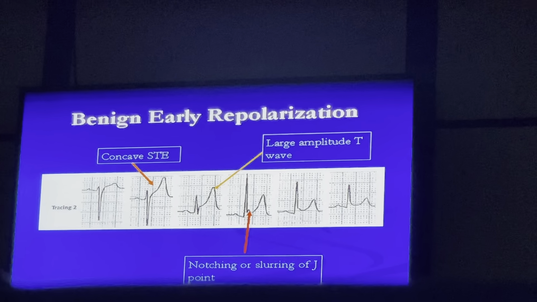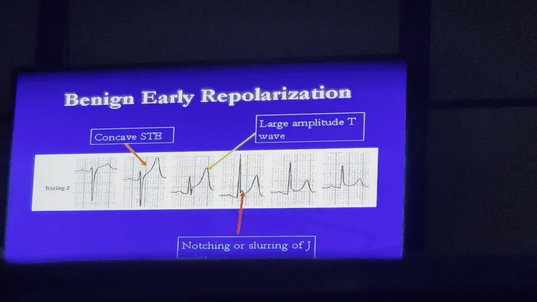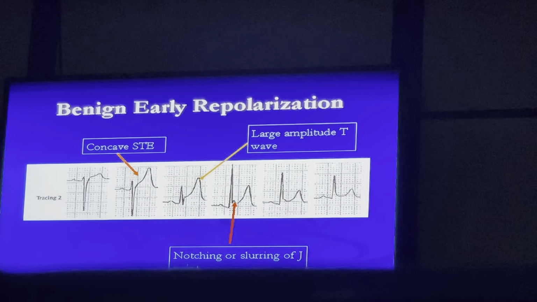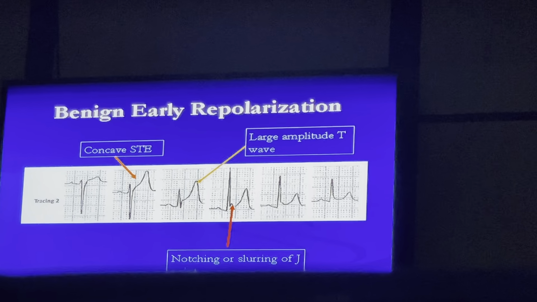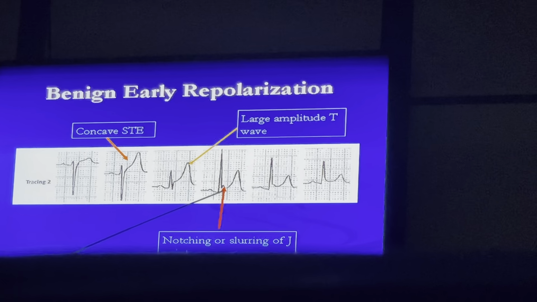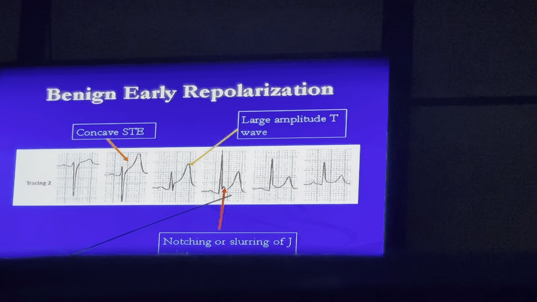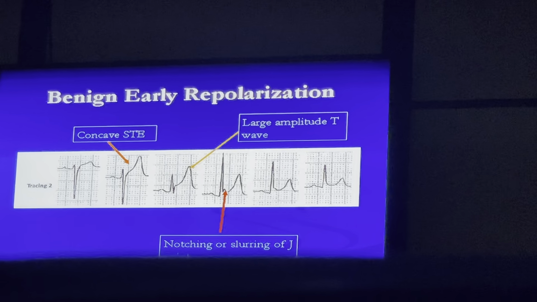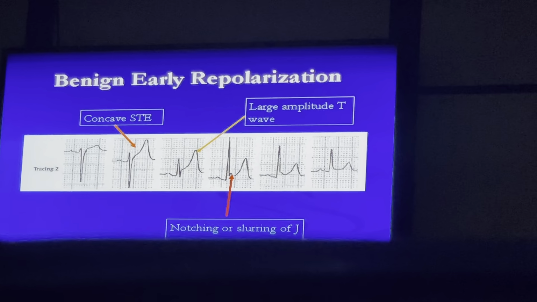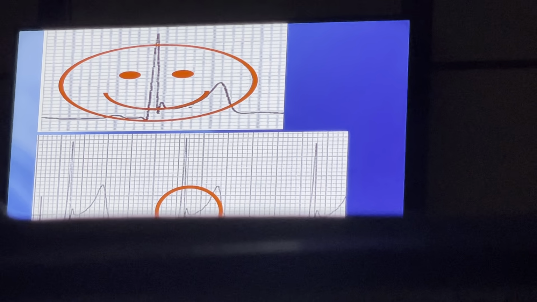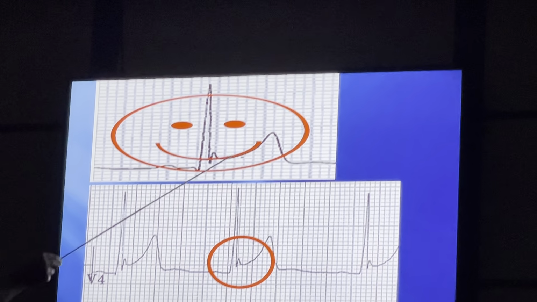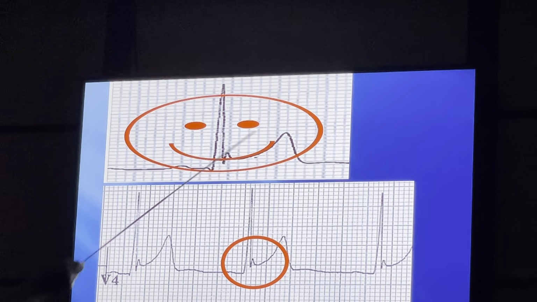So there is another thing which we call benign early repolarization. This term we use most of the time in emergencies. In this case there is ST elevation, but it is concave in shape. There is notching of the J point. Most of the time it is seen in lead V4, with a concave ST segment. Next. Here you can see that. This is V4, there is notching, and the ST segment is concave. Next.